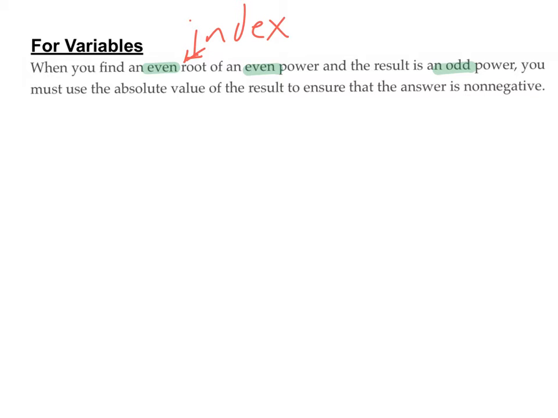But what we're looking for is you have to watch out for this even, odd. Okay, even root, variable to an even power, result is an odd power. That's the only case we have to worry about: when that index or root is even, the power on the variable is even, and the power on the answer is odd. Even, odd. Okay, that's what we have to worry about. If it doesn't fall into that category, then you don't have to do anything different. But if it does, we have to add an absolute value symbol, because we want to produce an answer that's non-negative.